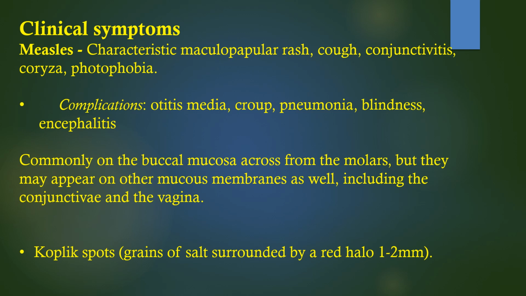After 2 days of prodromal illness, the typical mucous membranous lesions known as Koplik spots appear. They are seen most commonly on the buccal mucosa across from the molars, but they may appear on other mucous membranes as well, including the conjunctiva and the vagina. The vesicular lesions, which last 24 to 48 hours, are usually small and are best described as grains of salt surrounded by a red halo.